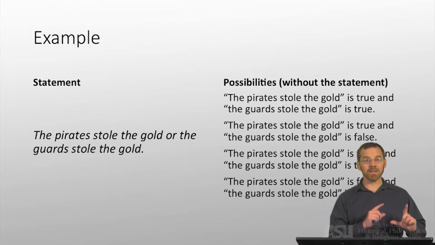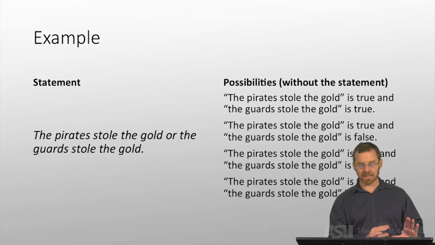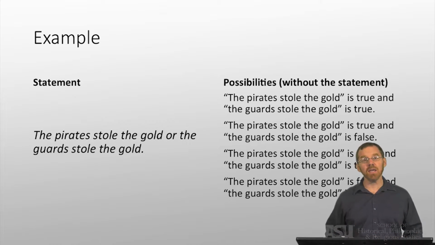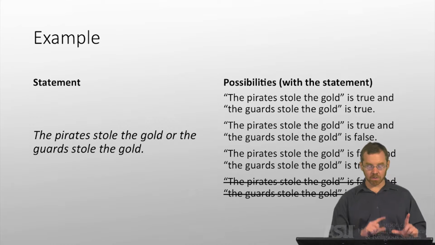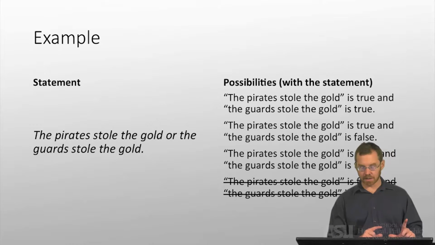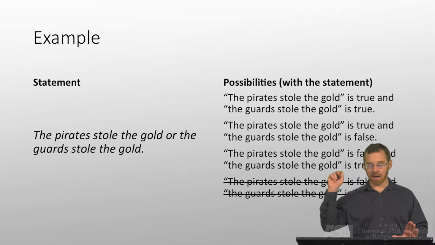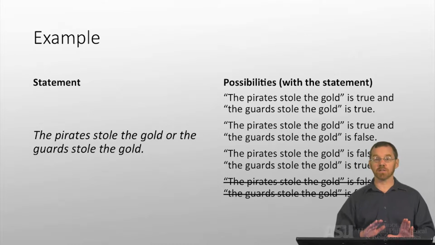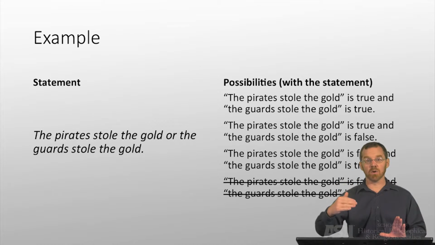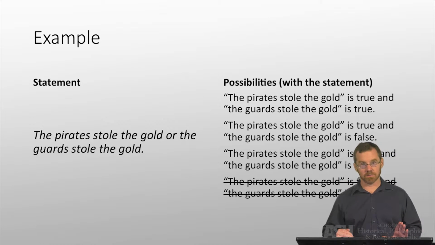Now, once we make this statement, once we affirm this statement, we're going to be able to rule something out. That is, we're going to rule out the last option. That sentence, the pirate stole the gold or the guard stole the gold, tells us it's not the case that the pirates stole the gold is false and the guard stole the gold is false. Could be any one of the other possibilities. All the other possibilities are open, but that one is out.